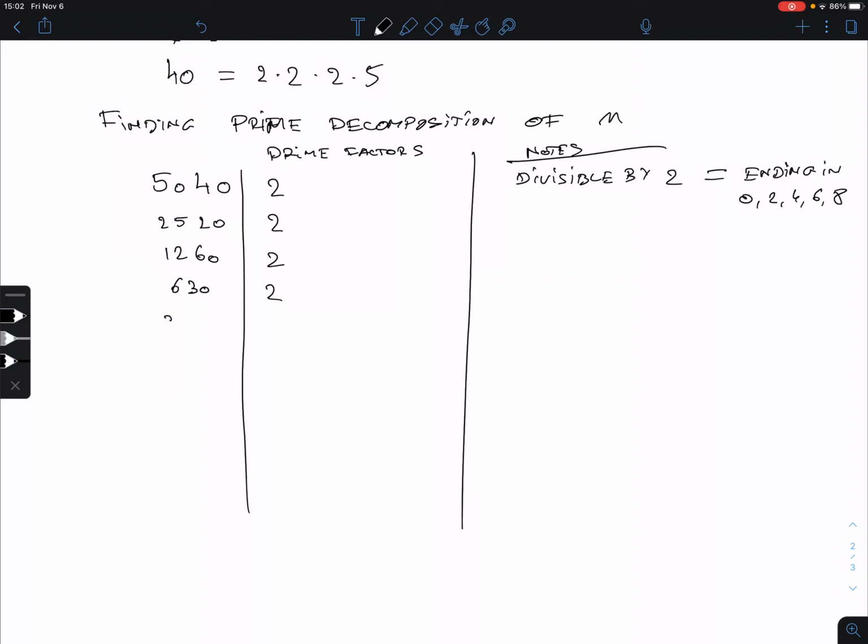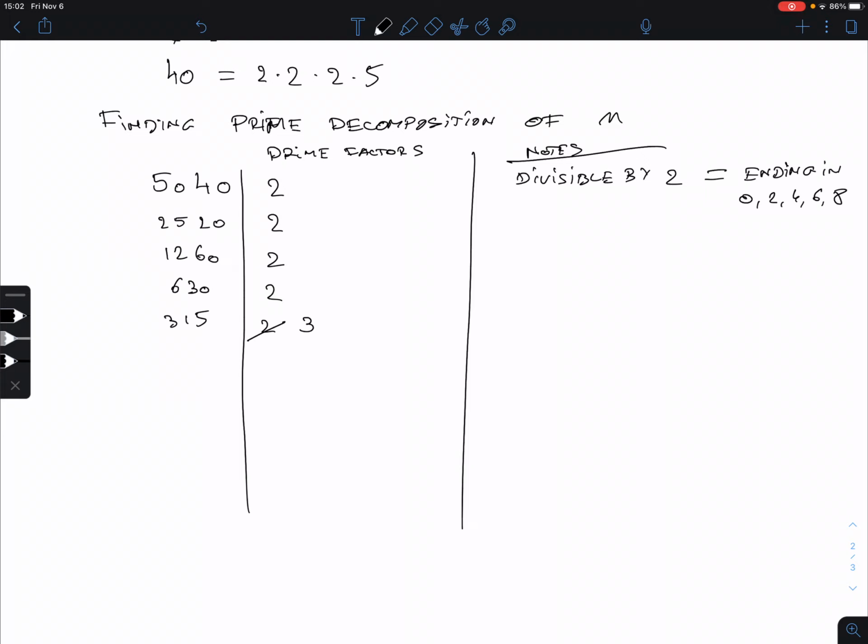That's 315. Is it divisible by 2? No, because 315 ends in 5. So no. Okay, so next question, I look at the next prime, 3. That's the next prime. Is 315 divisible by 3?